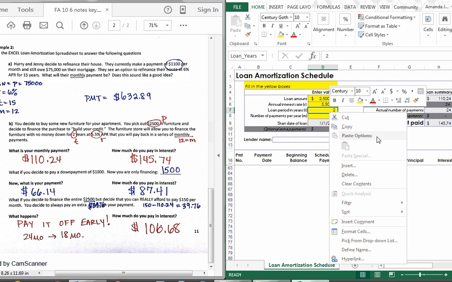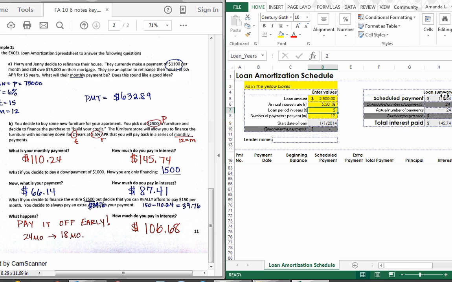Okay. And again, my computer is being a little slow. I'm not getting my amortization schedule down there. I am getting these numbers over to the side though. I can get that my scheduled payment would be $110.24. There's that. And then I will be paying $145.74 total in interest. So I end up paying $145 more for the furniture than it's actually worth. But I do have the benefit of getting the furniture now instead of having to wait for 2 years in order to pay for it.